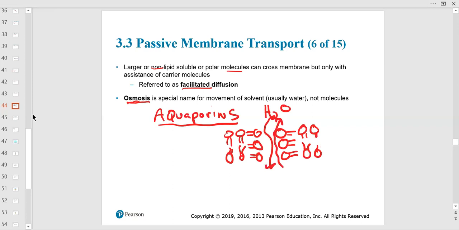So if this is the ECF, and this is the cytosol, the water can come in based on its concentration gradient. So if the inside of the cell is high in solute, then water will follow the sodium, the chloride. If it's high on the outside, water will leave the cytosol and go into the ECF.